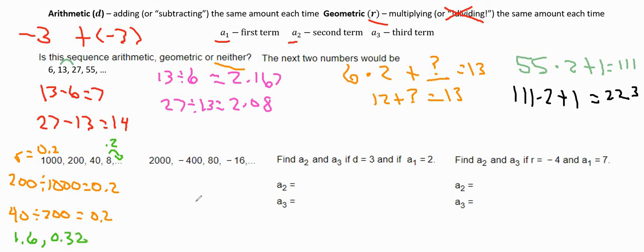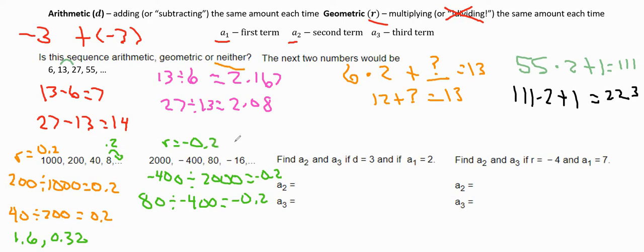For the next one, 2,000, -400, 80, -16, same idea. We're going to do -400, the second number, divided by the first number, because I'm more or less sure it's going to be geometric. And when we do that, we're going to get -0.2. Then I take the third number, and I divide it by the second number. So 80 divided by -400 also gives me a -0.2. This is a match, so this is geometric, and our ratio in this case is -0.2.